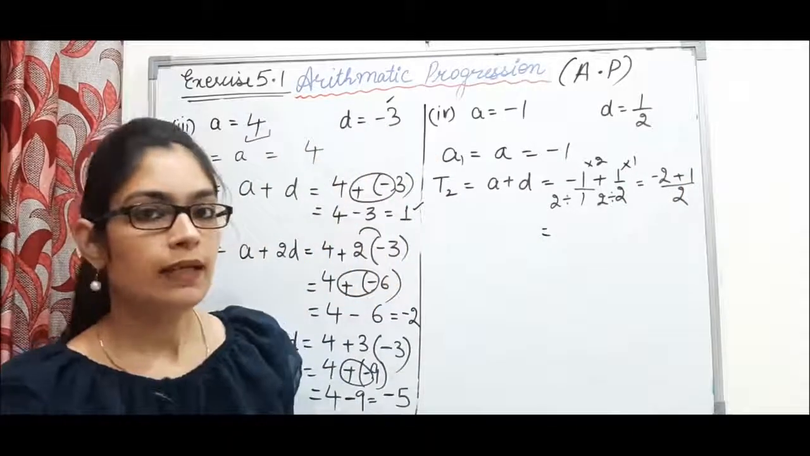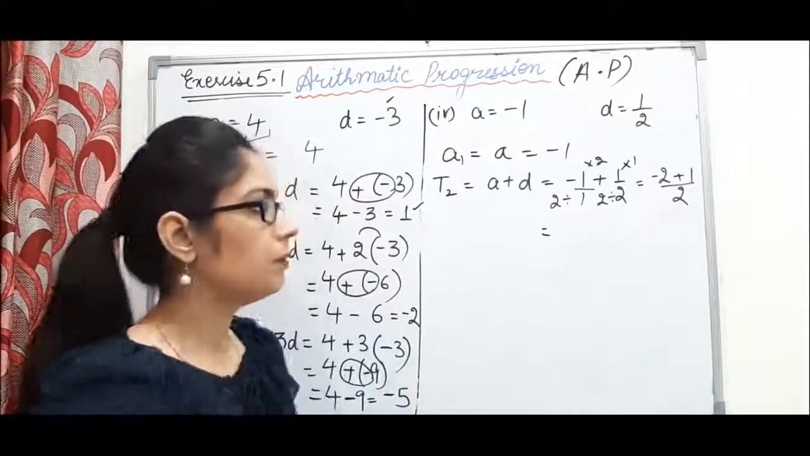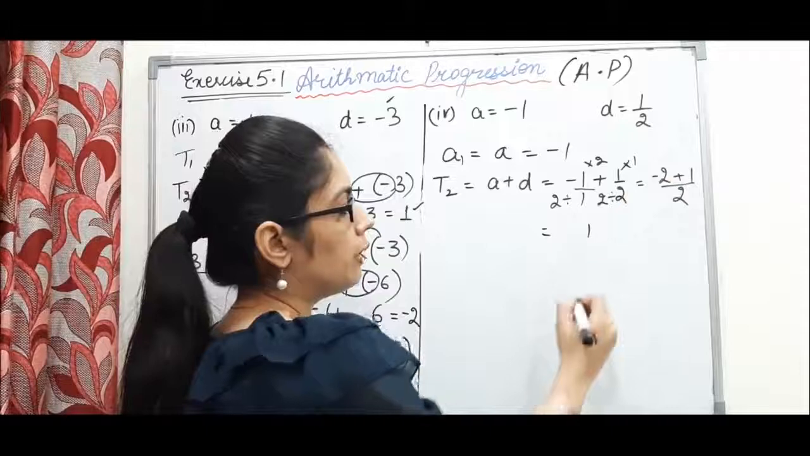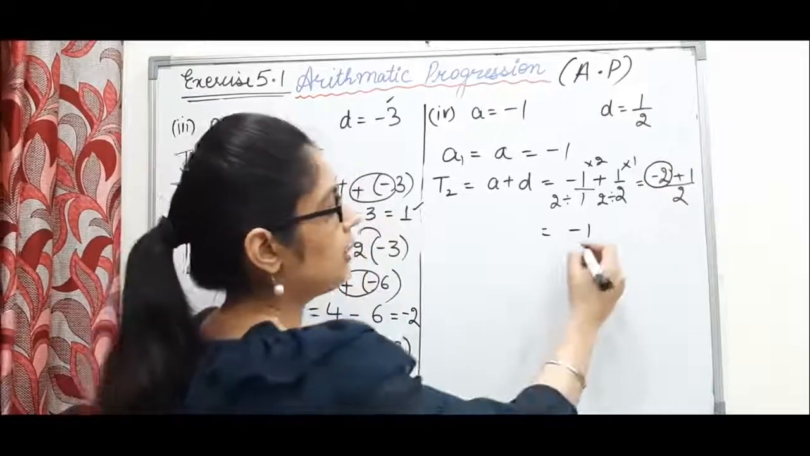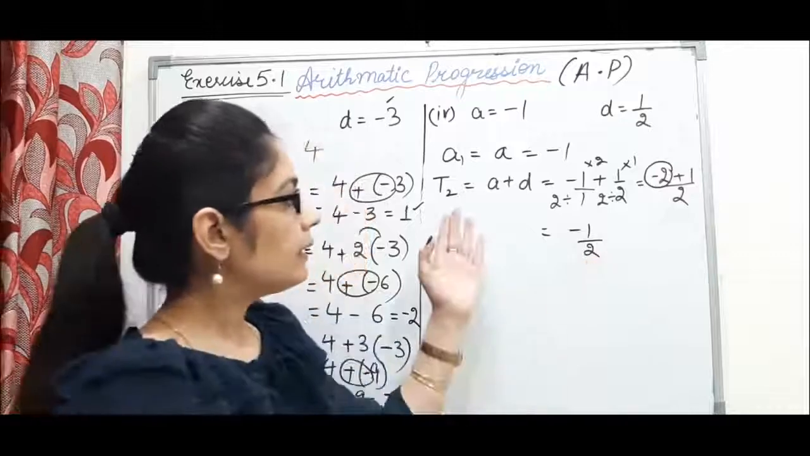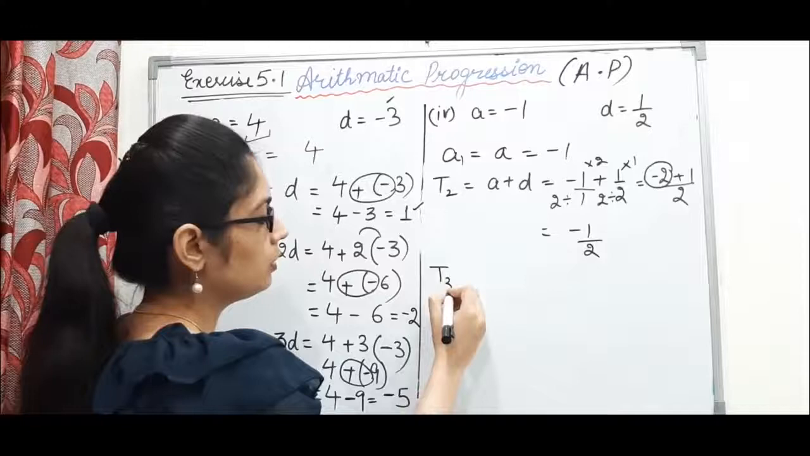Minus 2 plus 1. Minus plus minus, the sign is that of the greater number. 2 minus 1 is 1. With the greater number, the minus sign is there. So, minus. It will be minus 1 by 2. So, the second term is minus 1 by 2. Let us find the third term now.